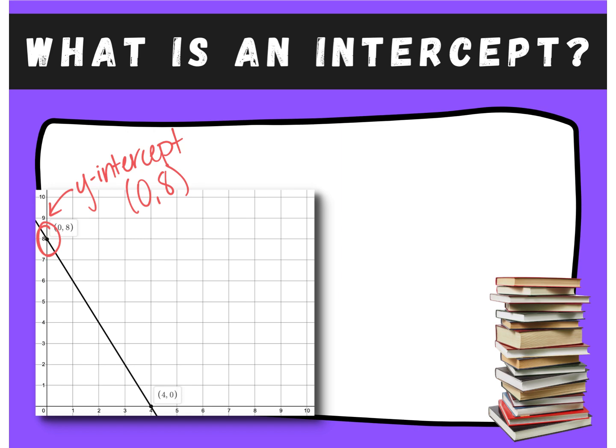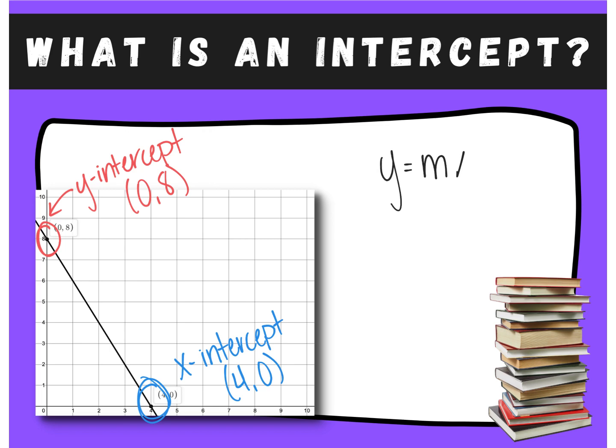Just like the graph has a y-intercept, it also has an x-intercept down here. The x-intercept is essentially the exact opposite. It's a coordinate, in this case (4, 0), and it's where the graph crosses the x-axis. What's interesting about this is in the slope-intercept form, we use the y-intercept and always the y-intercept. You might be wondering, why do we use the y-intercept and why is it represented by a b?